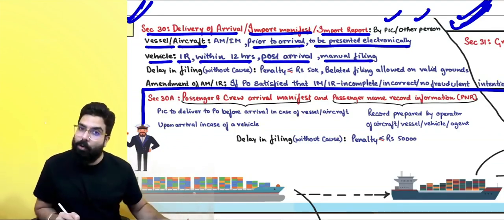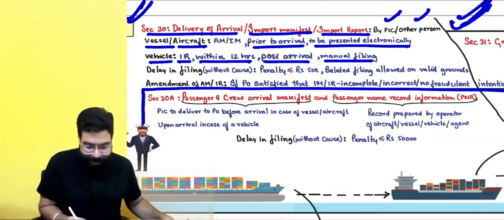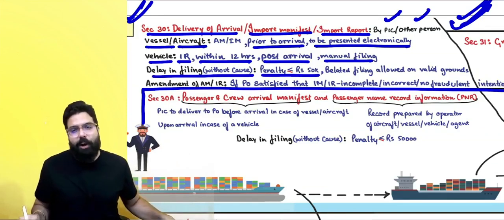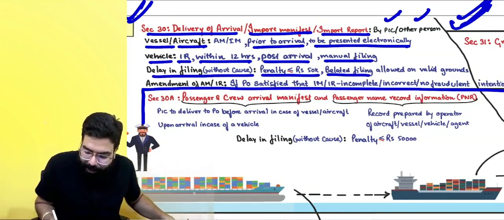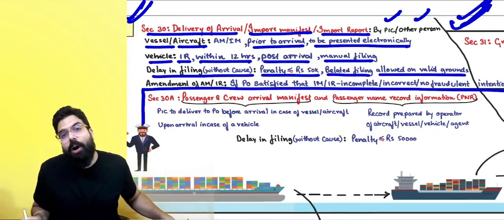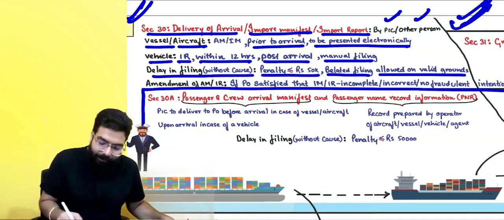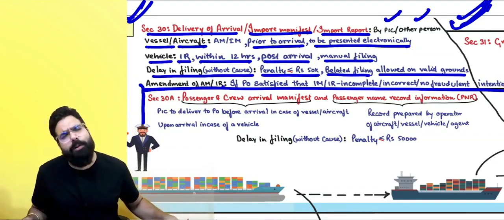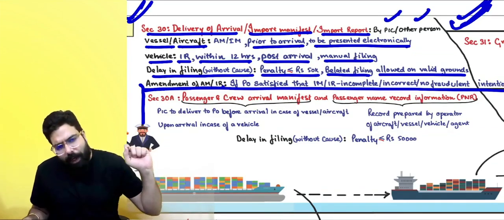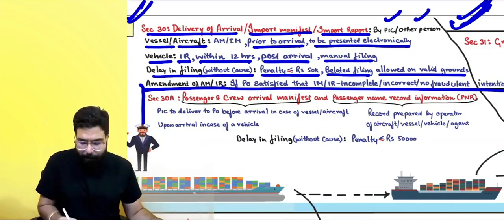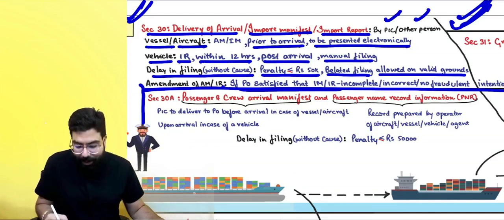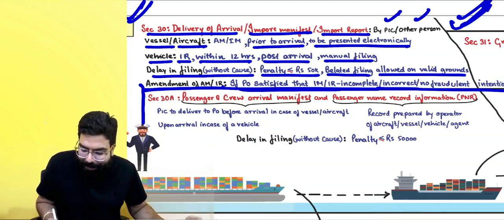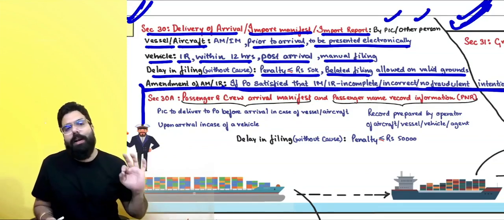Sir, if I don't file, then delay in filing without cause will attract a penalty up to rupees 50,000, and belated filing will be allowed only on valid grounds. Sir, if I want to do any amendment in the import manifest or import report, then amendment shall be allowed, but only if the proper officer is satisfied that the import manifest or the import report was incomplete or incorrect, and there is no fraudulent intention.